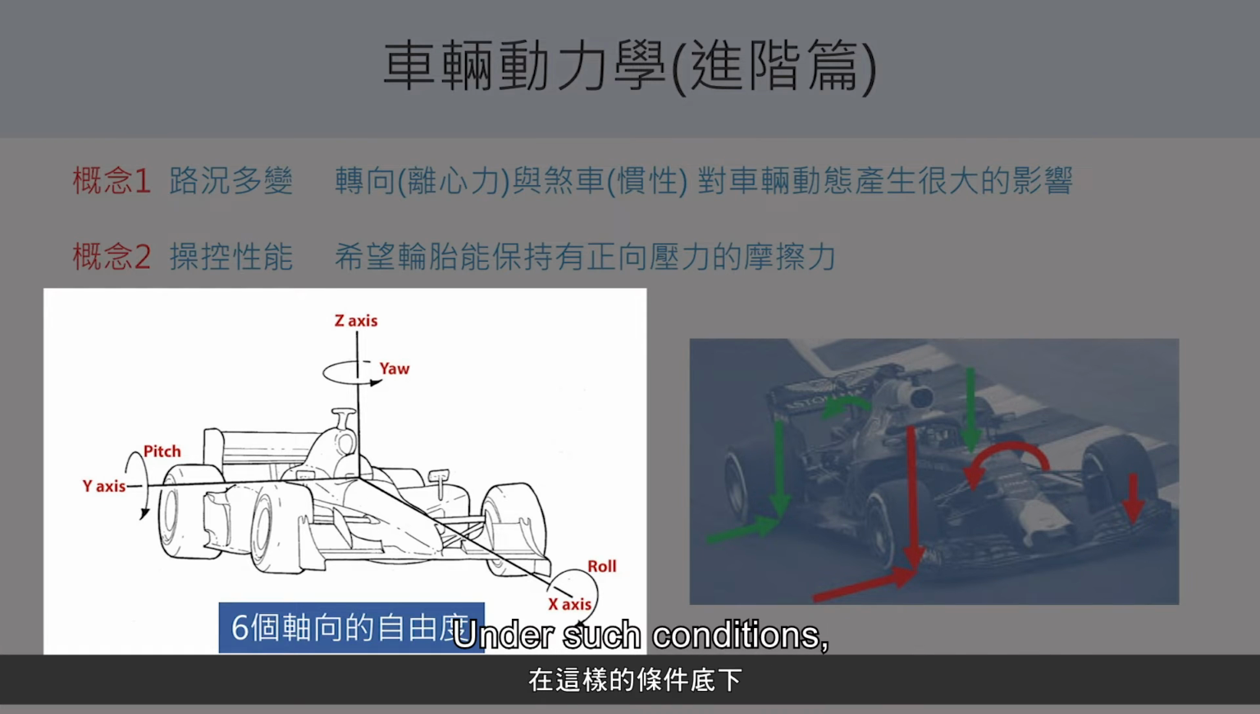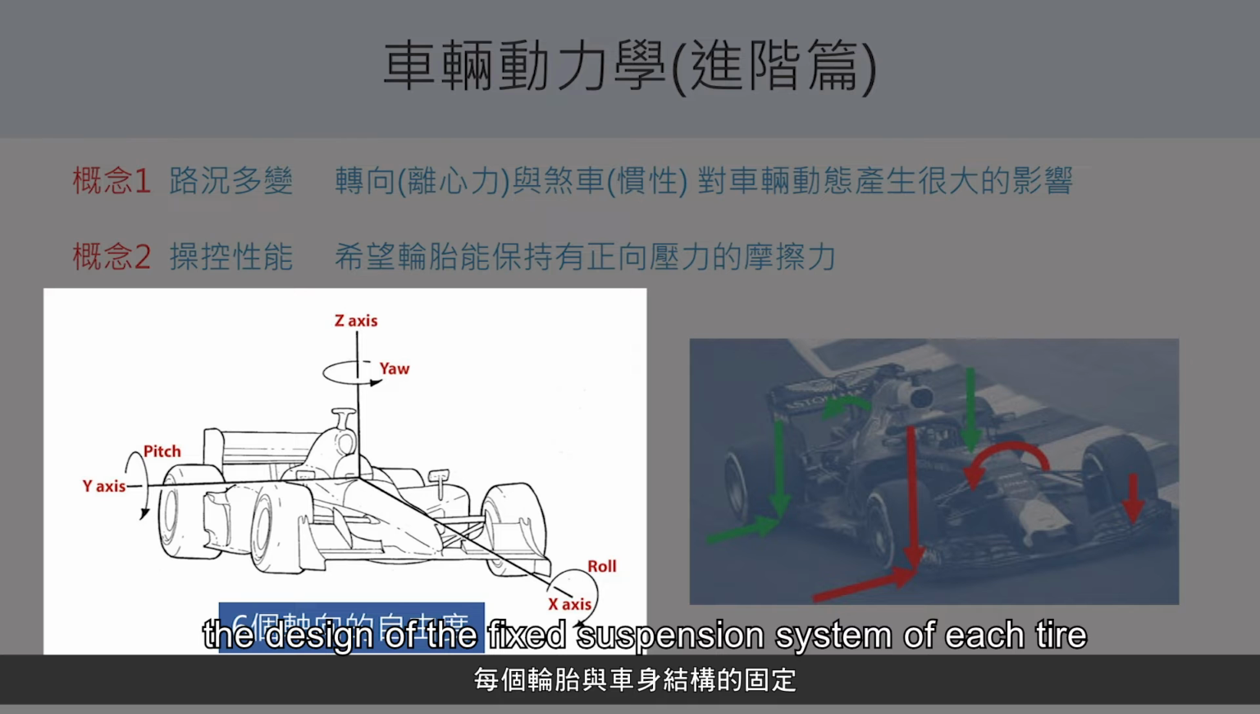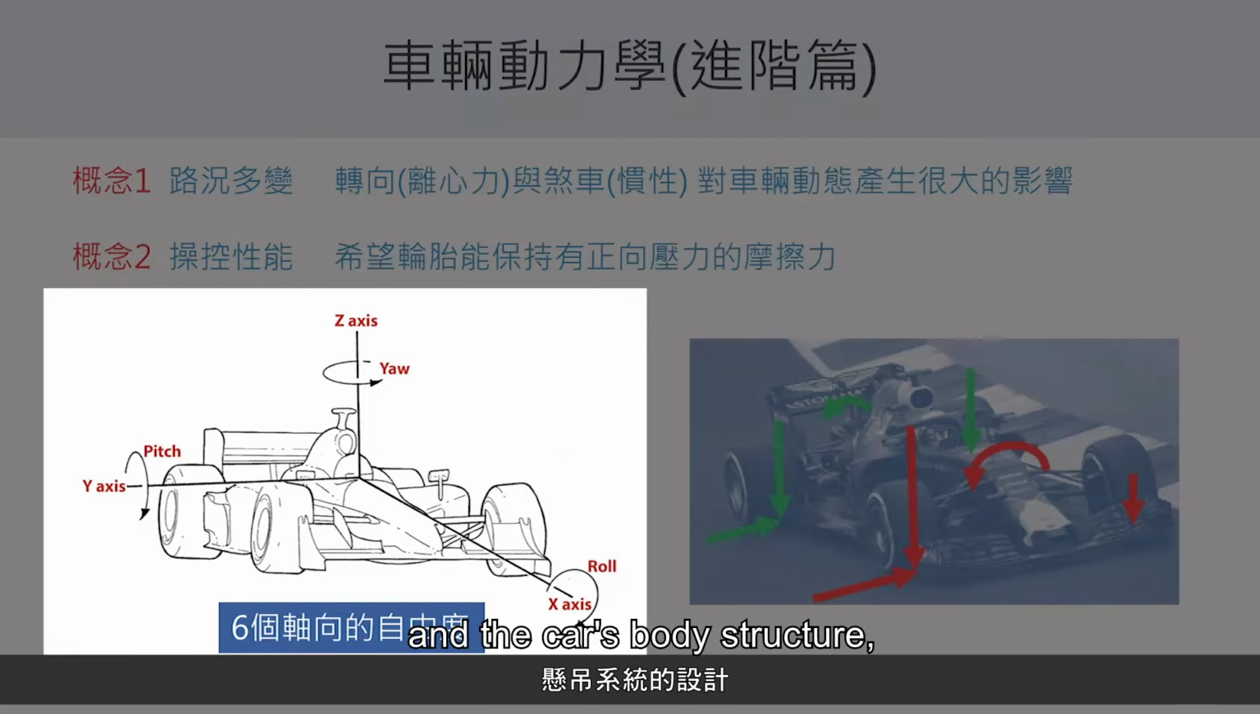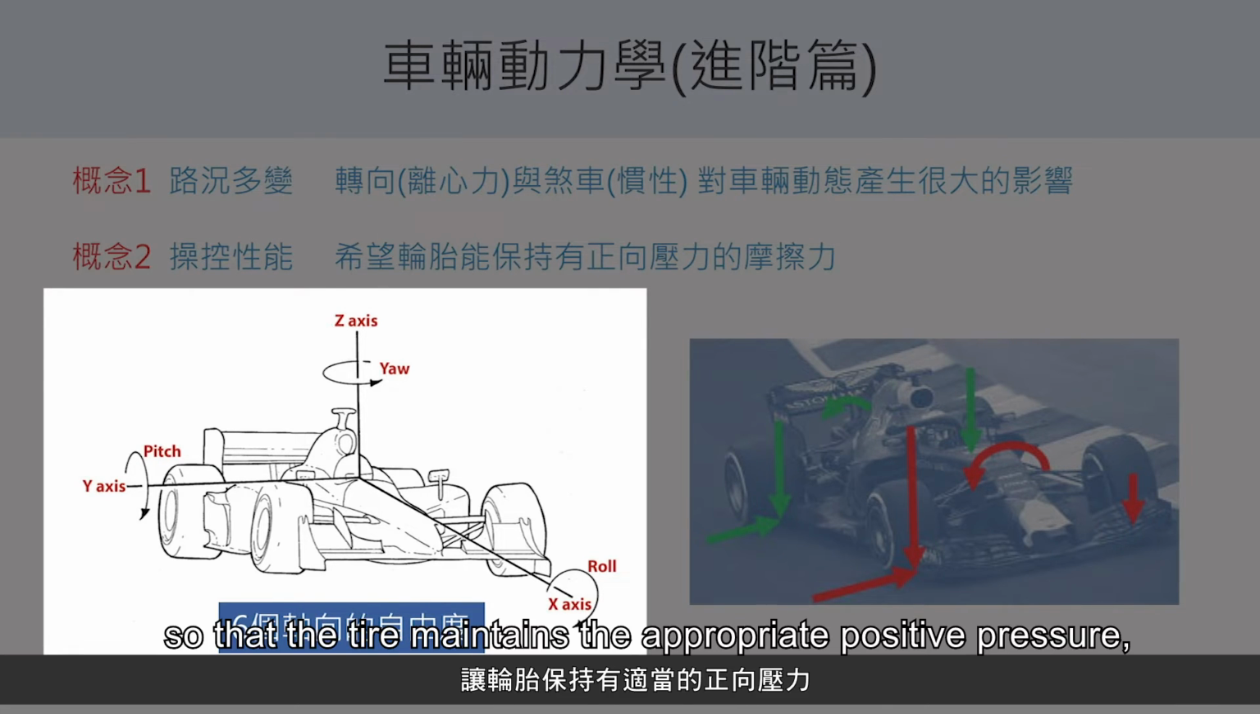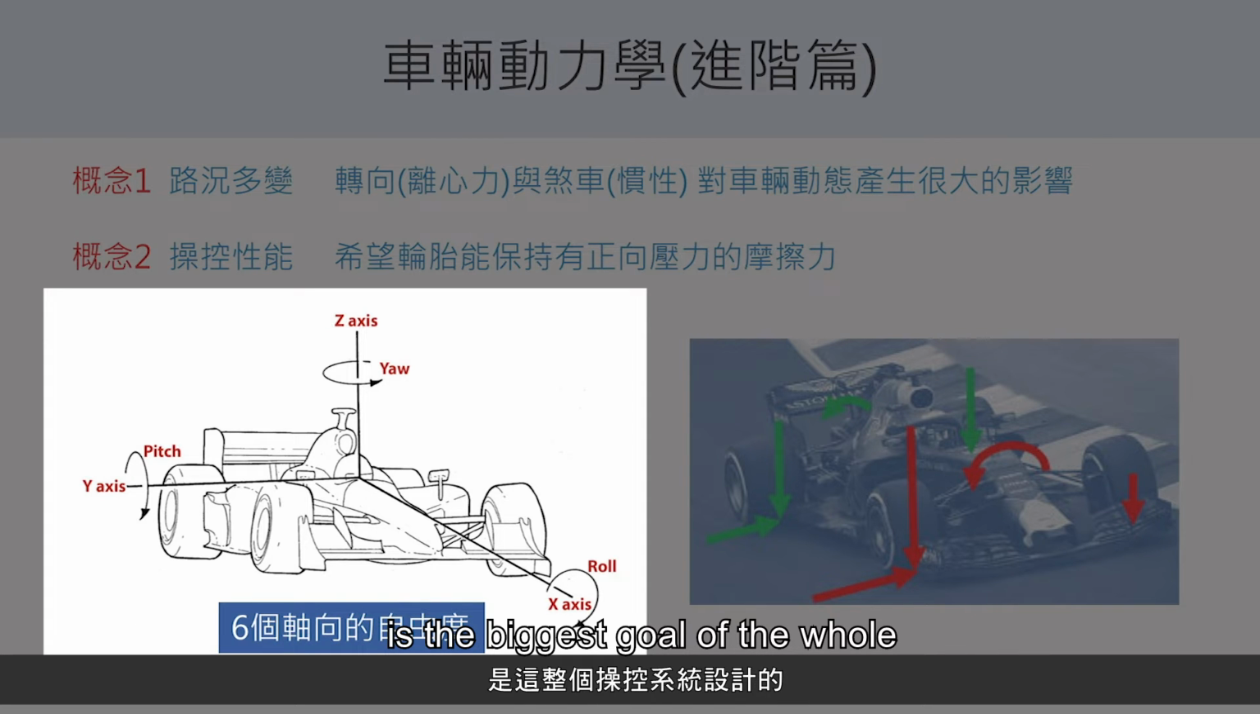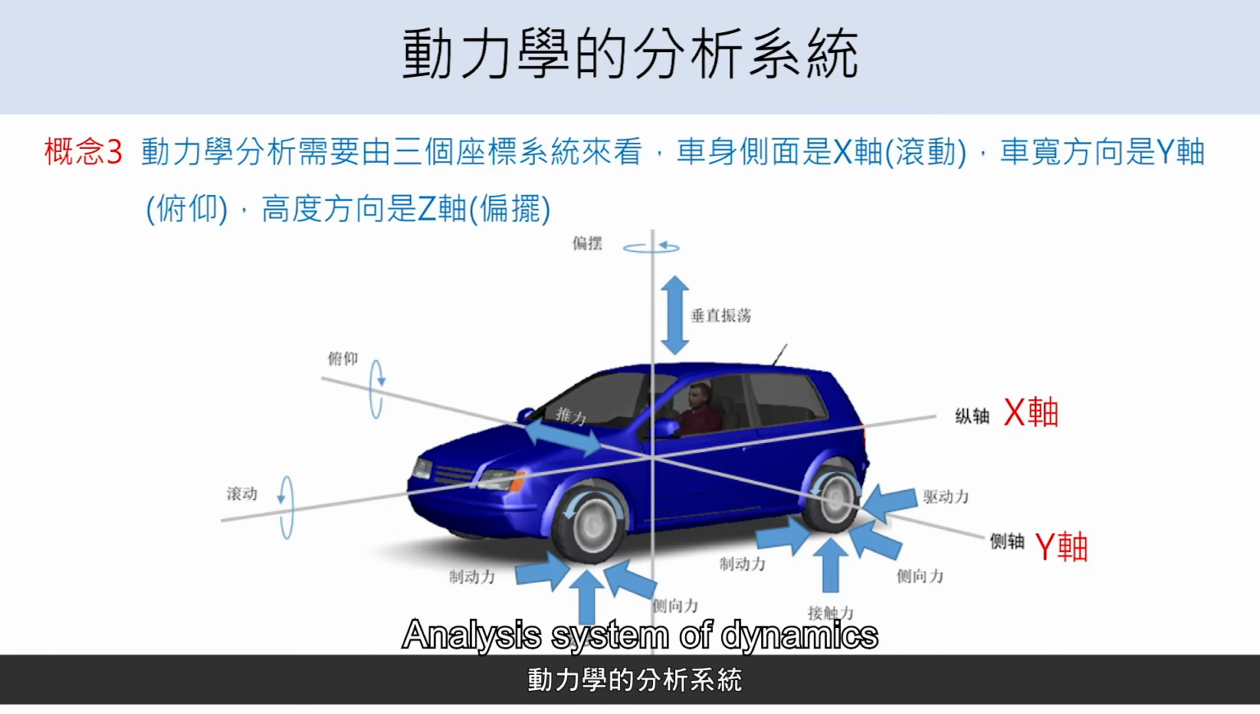Under such conditions, the design of the fixed suspension system of each tire and the car's body structure so that the tire maintains the appropriate positive pressure is the biggest goal of the whole control system design. Analysis system of dynamics.